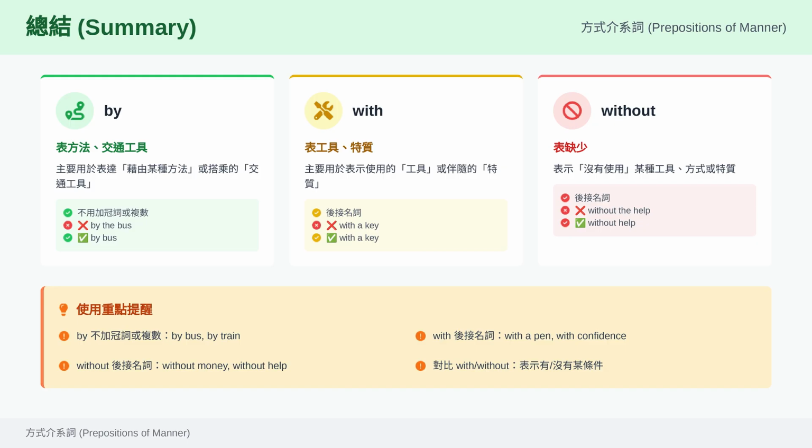Key reminders. By without an article or plural form. By bus, by train. With followed by a noun. With a pen, with confidence. Without followed by a noun. Without money, without help. Comparison: with or without indicates the presence or absence of a condition.